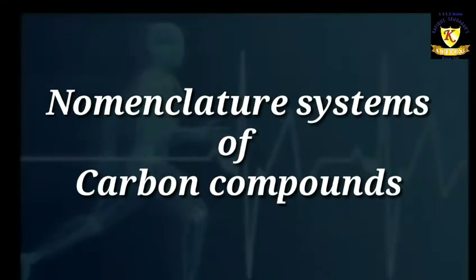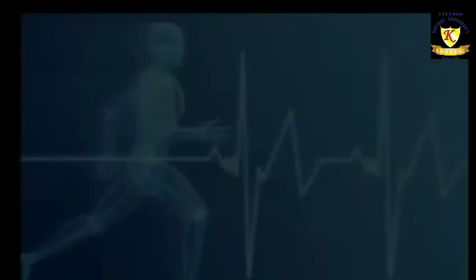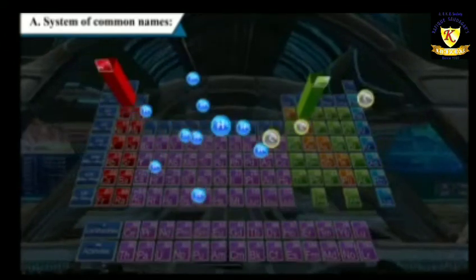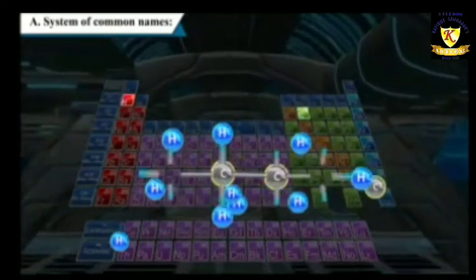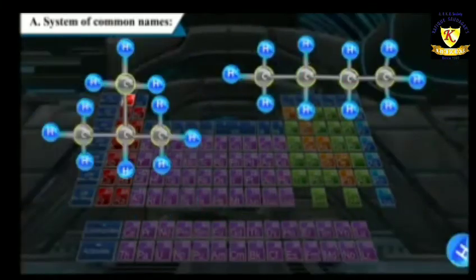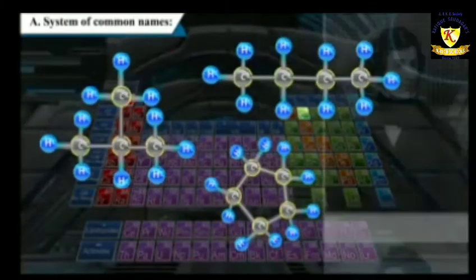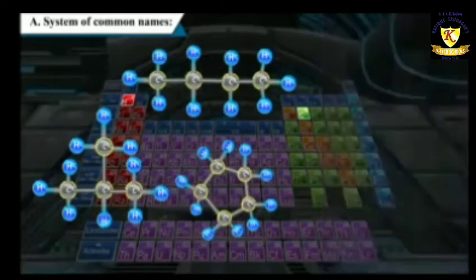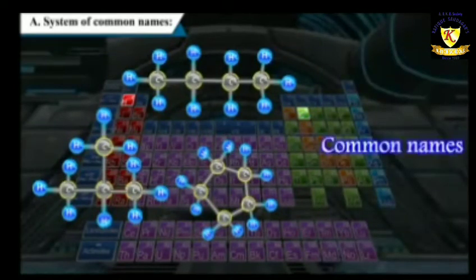Nomenclature systems of carbon compounds. System of common names. We have seen that today millions of carbon compounds are known. Initially, when the number of known carbon compounds was small, scientists named them in a variety of ways. Now those names are called common names.